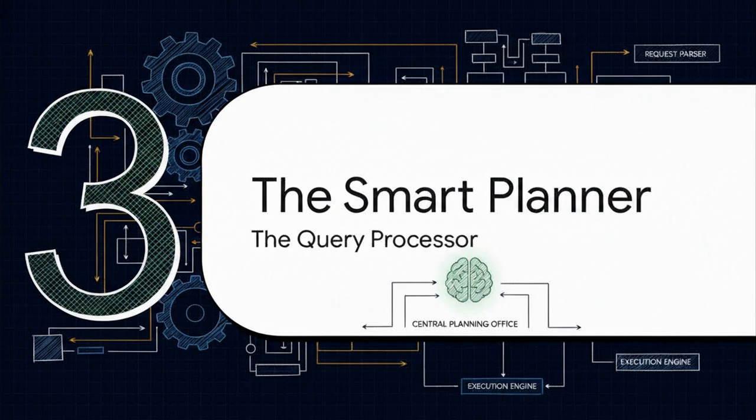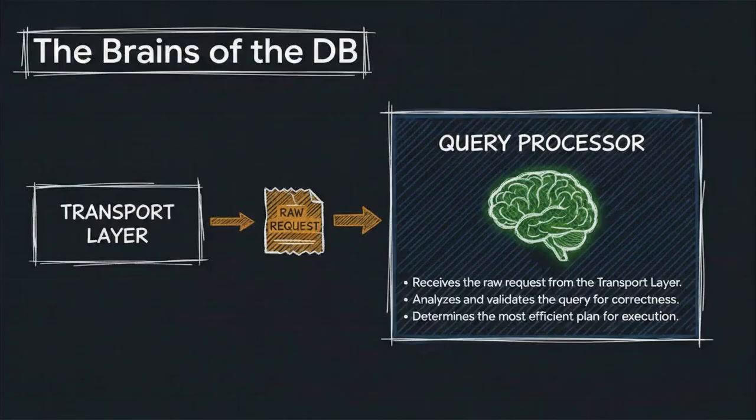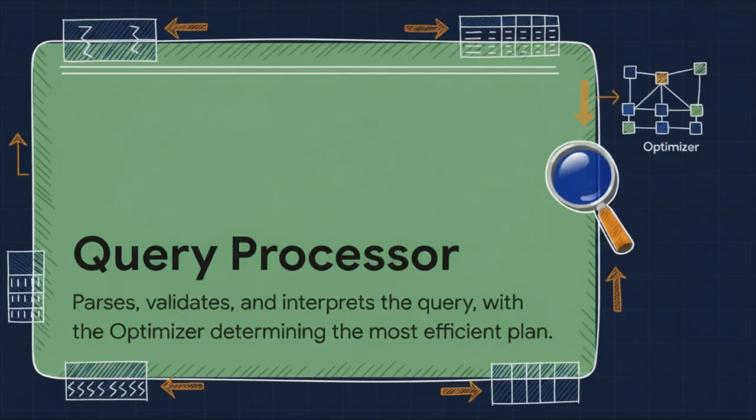Right, so once your request is inside the building, it doesn't just get to run wild. Oh no, it gets sent straight to the central planning office. This is the real brains of the operation. This is where the strategy gets worked out. So after it gets through that initial entry point, the raw request is handed off from the transport layer down to the query processor. Time for some analysis.